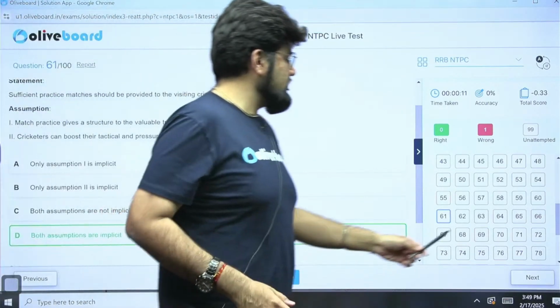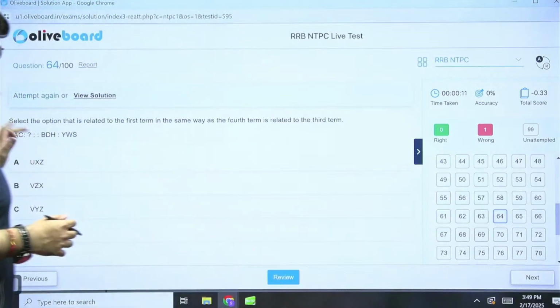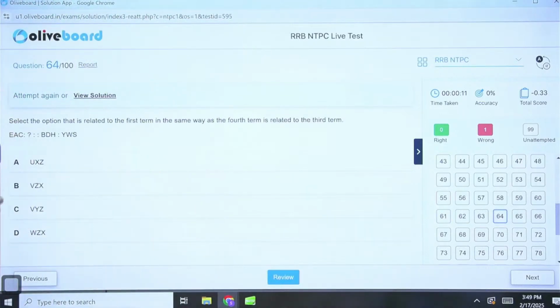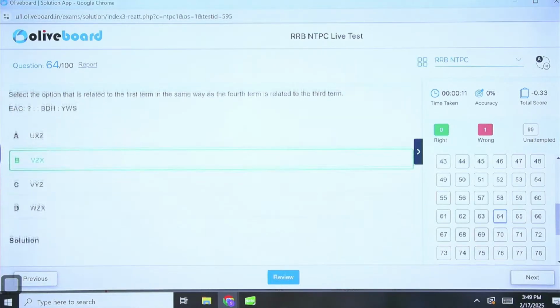Let's move on to the next question, that is 64th. 64 is again a simple analogy based question. Look, I don't even have to lift the pen here. See, BDH, YWS. So B reverse letter Y, D reverse letter W, H reverse letter S. As simple as that. E reverse letter V. So we have only two options. The next one is A reverse letter Z. We have our option. Option B is the right answer.